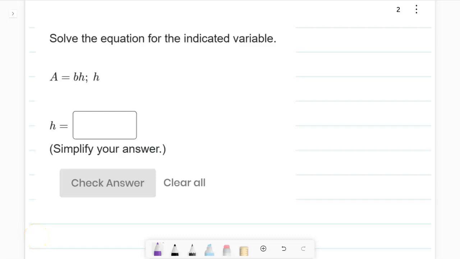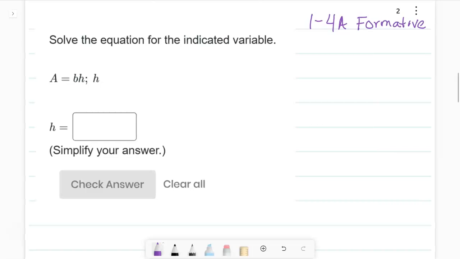Okay, this video is to help you on the assignment that's in Schoology called 1-4A Formative. So once you're in there, I already did problem number 1 with you on the board, but I want to make sure that you know how to do the next 4 problems. They're not going to be identical to the ones in your 1-4A Formative, but it's going to be very similar.